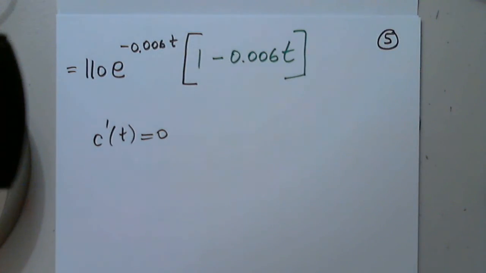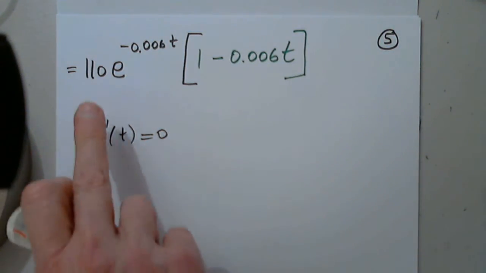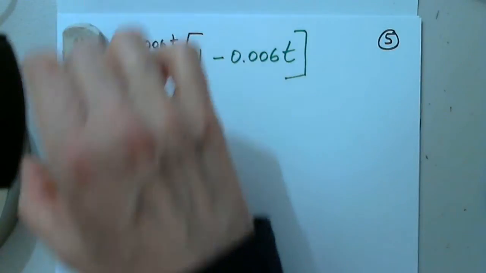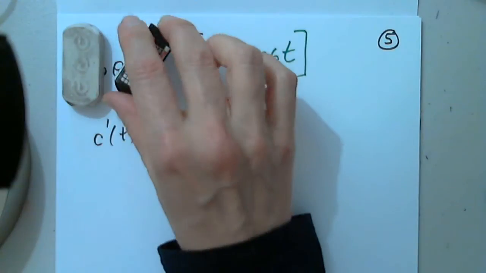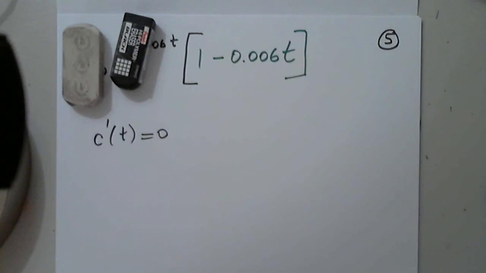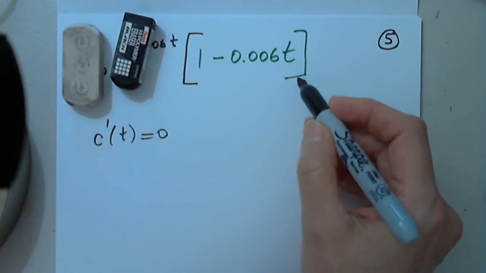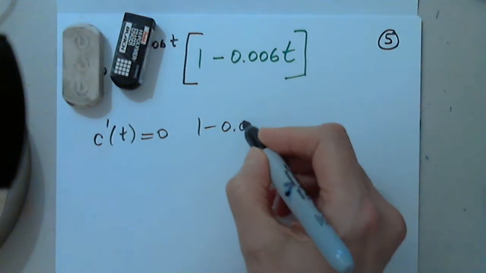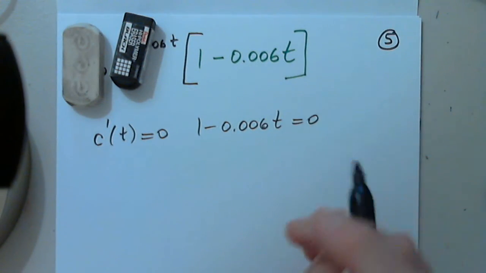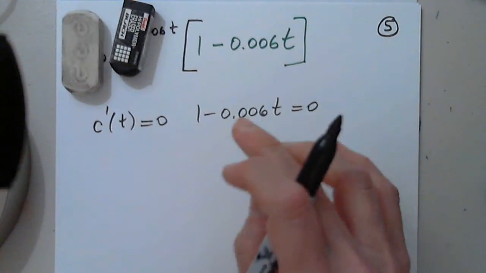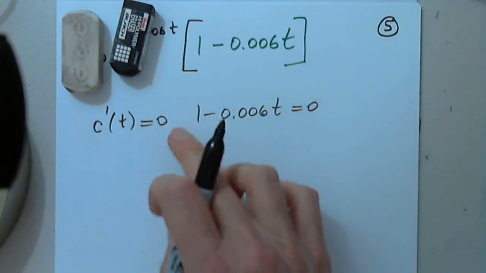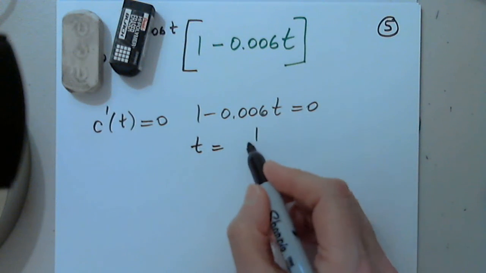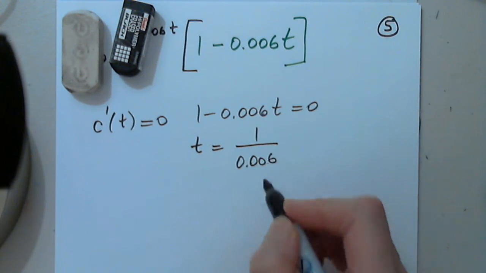Brilliant. So when I set the derivative equal to 0, this constant means nothing because it cannot be 0. This can never be 0. So these are useless. So the only thing that can be 0 is this. So 1 minus 0.006 t equals 0. So I either move this and it becomes positive and I divide 1 by it, or doesn't matter. So it's still t equals 1 over 0.006.